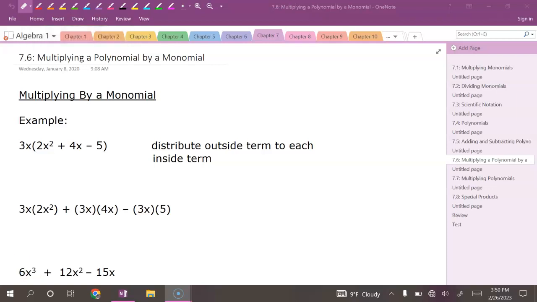Chapter 7, Section 6 is called Multiplying a Polynomial by a Monomial. So these next couple of sections, to wrap up this chapter that we've been dealing with, all these polynomials, are going to be dealing with multiplication. We're going to start getting into how you multiply these things together. Today we're going to isolate this to just multiplying a monomial, so a single term, into a polynomial, so something with bigger, more terms involved.